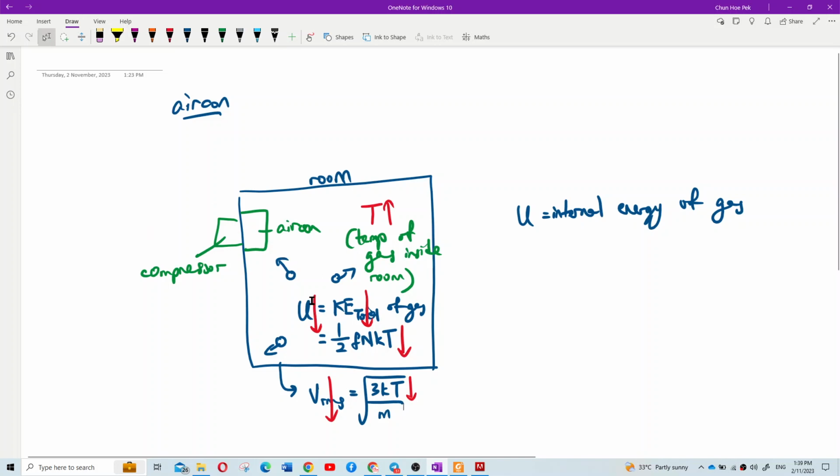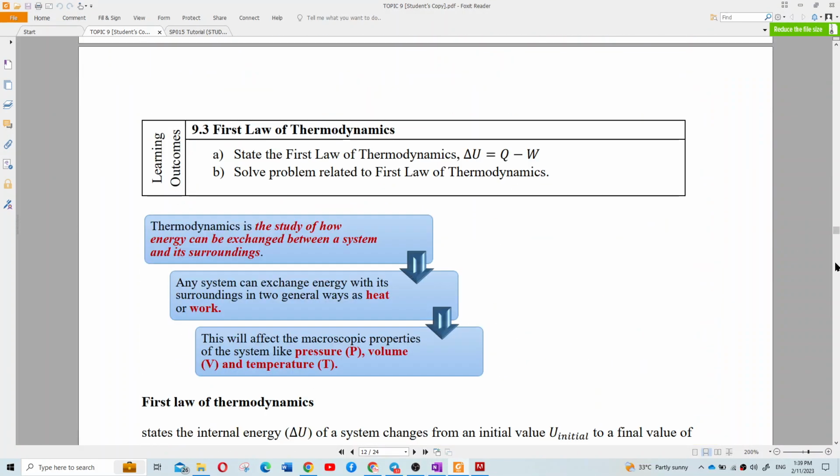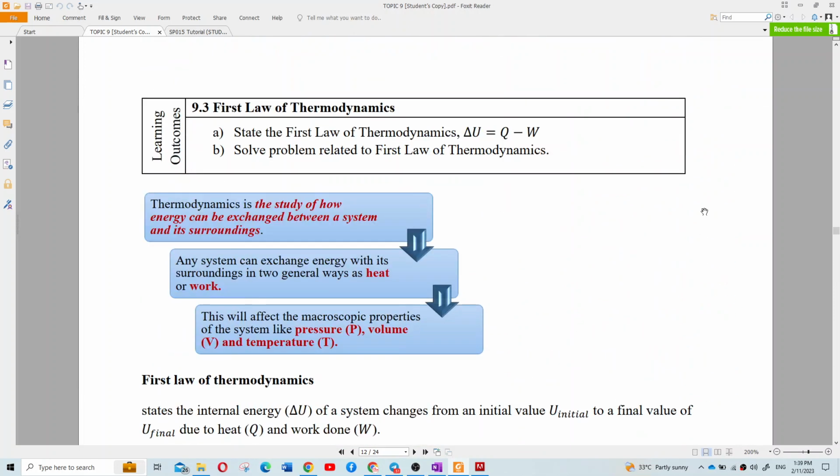How is energy taken out from the internal energy of gas? That means energy must exit from the room in the form of heat. Understand or not? That's why the notes say here, thermodynamics, class: a system exchanges energy with the surroundings in two general ways, such as heat or work.